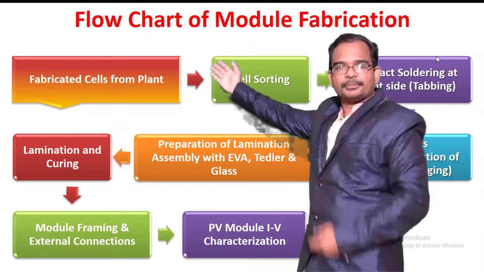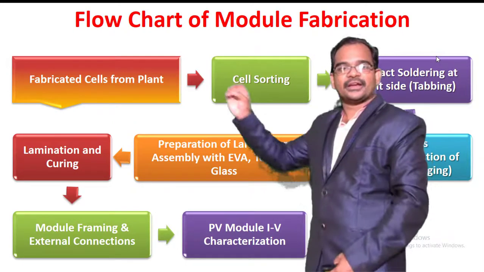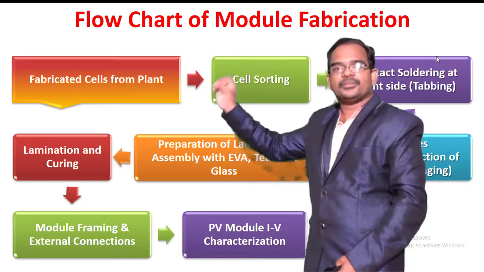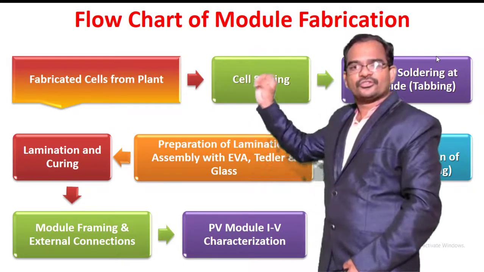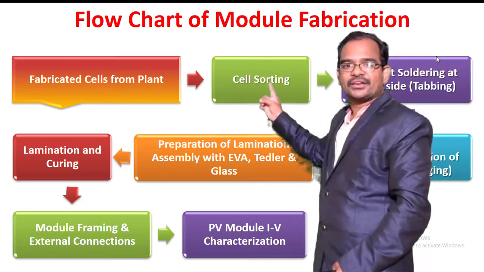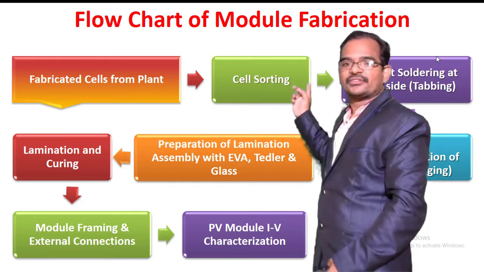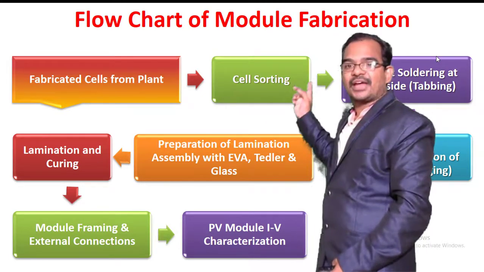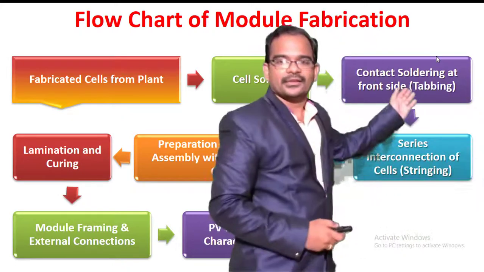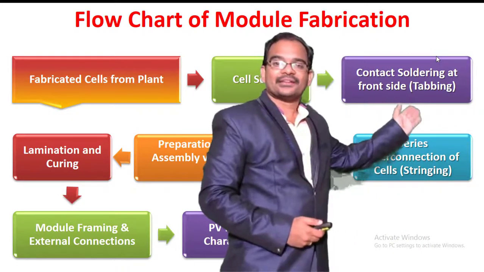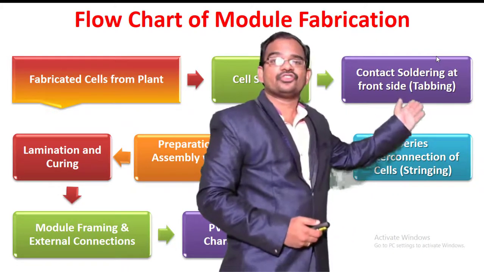You can see the first step is, after solar cells are fabricated in a plant, you need to take them, and from there your module fabrication starts. The first step in module fabrication is cell sorting, followed by contact soldering at the front side, and this process is called tabbing. Then followed by series interconnection of cells, and this process is called stringing.